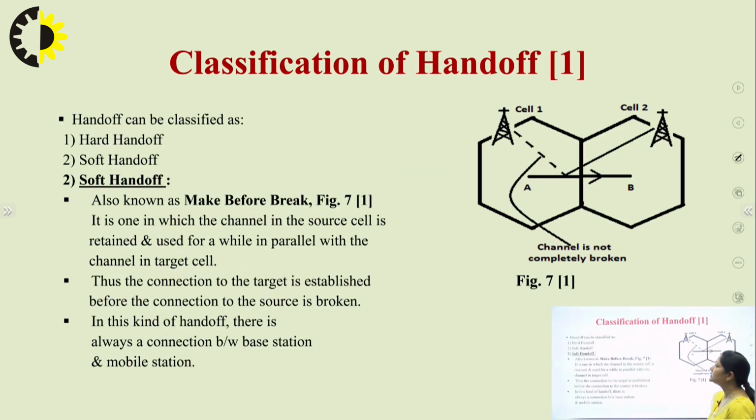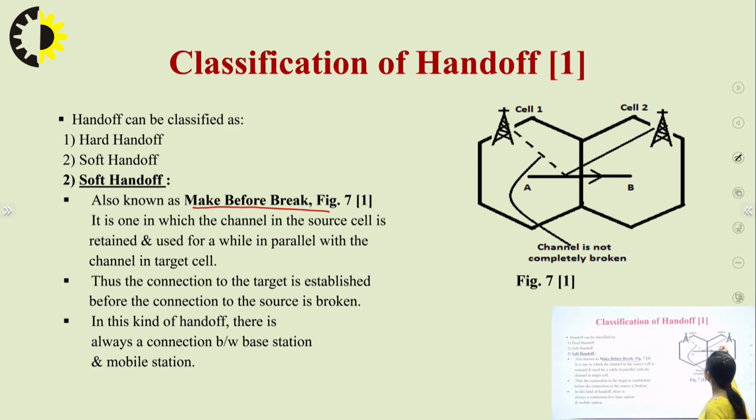Next, another is soft handoff. Now the term should be clear: make before break. In the previous case it was break before make. In this case, we have make before break. So you can see whenever a mobile station moves from A to B, the connection channel is not completely broken with cell 1 till the connection with cell 2 has been made. So this is make before break.